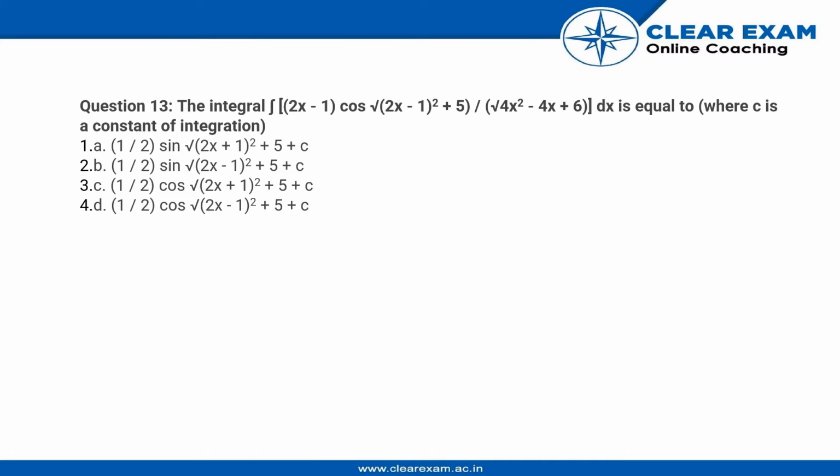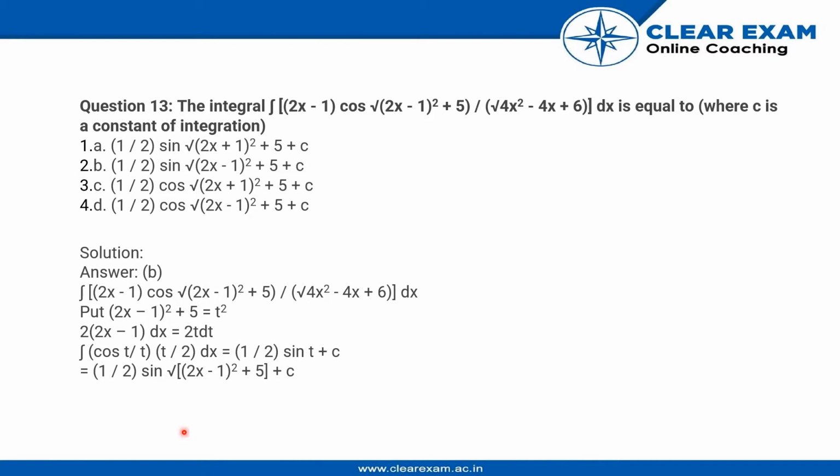What we can see is there is a term 2x minus 1 common in the entire equation. So we will put something in its place. We put (2x minus 1) square plus 5 equal to t square. Once we differentiate it, we get 2 into (2x minus 1) dx is equal to 2t dt. Correct? Now once we have that, we can cancel this 2 over here.